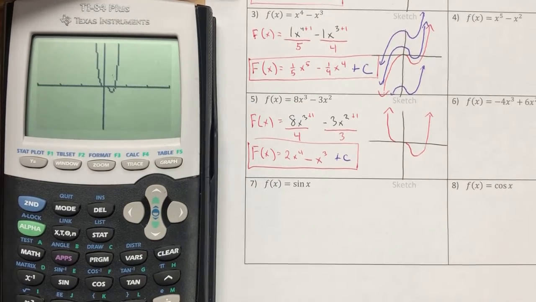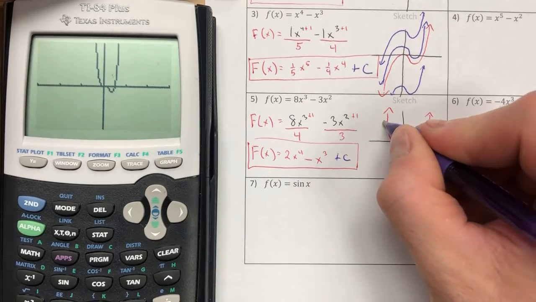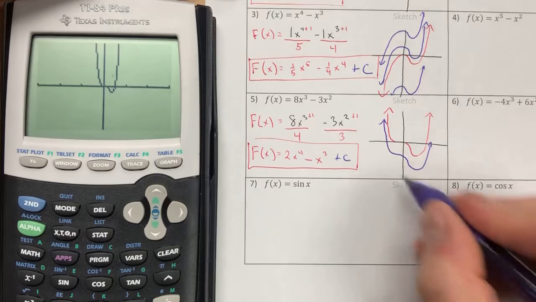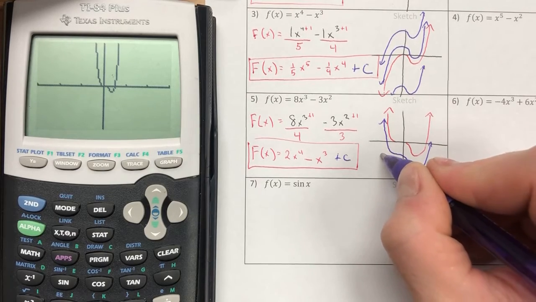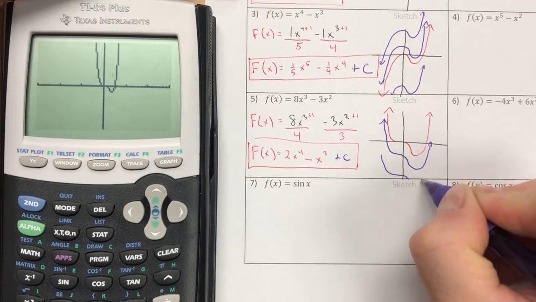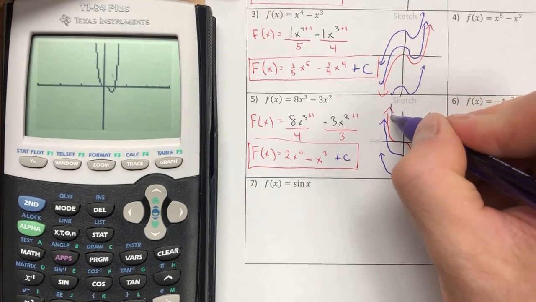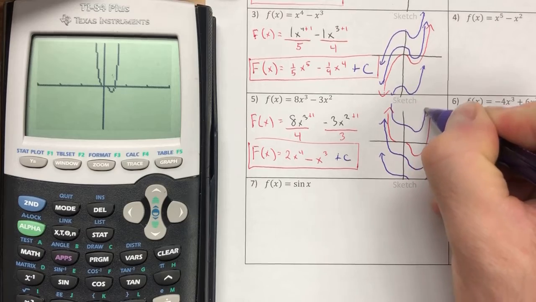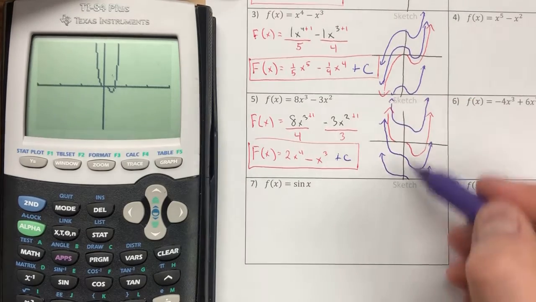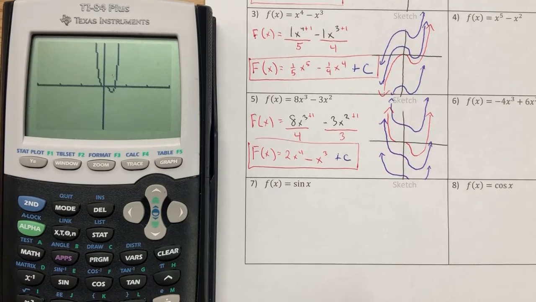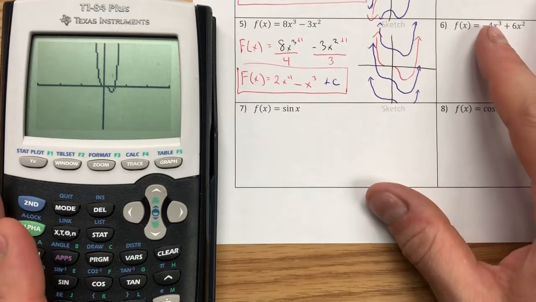And again, there's our primary antiderivative. We can shift this down. We can shift this further down if we want. Or we can shift this up. Any one of these works. Awesome. So let's go ahead and take a look at the last one, number 7.